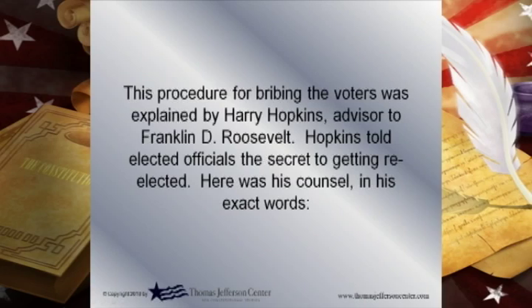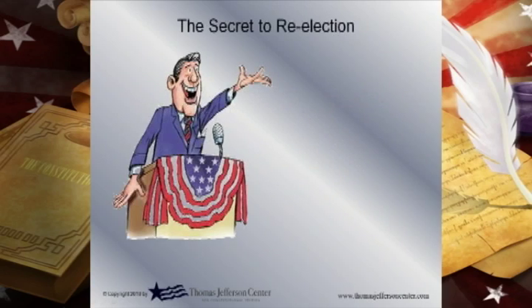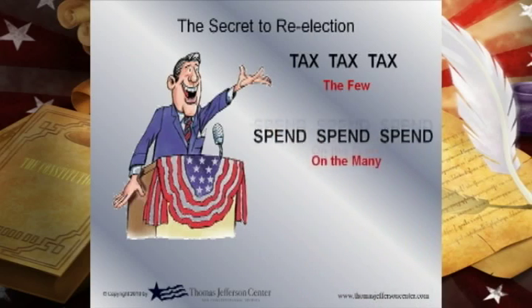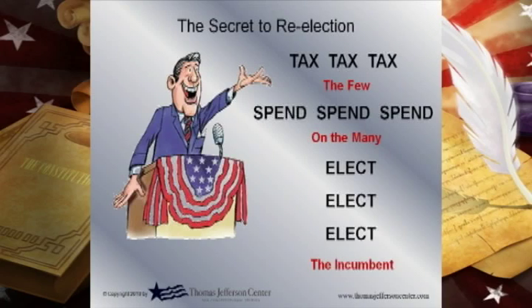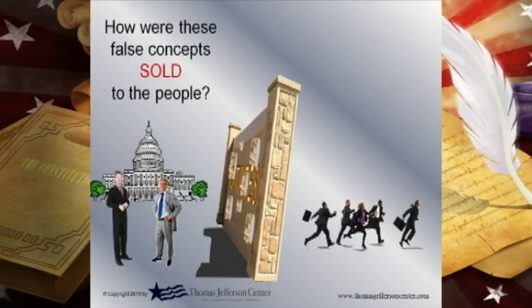Here was his counsel in his exact words. See if this doesn't sound familiar today. The secret to reelection, he said, is to tax the few, then spend the money on the many. Hence, you'd elect the incumbent. How were these false concepts even sold to the people?